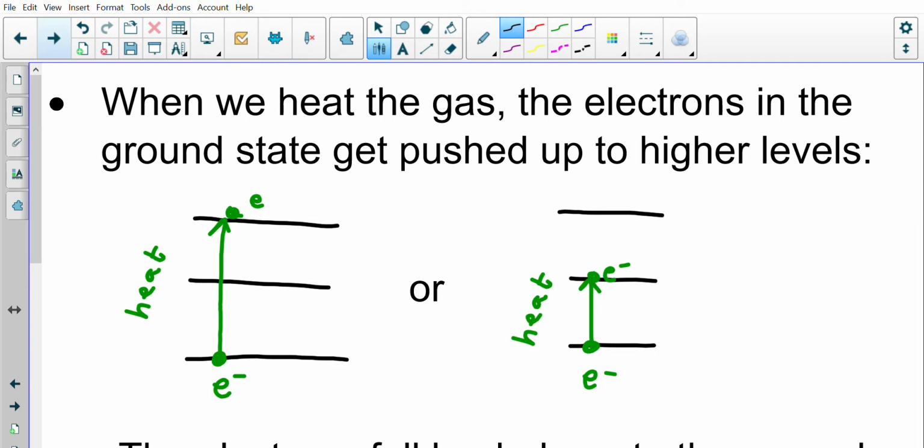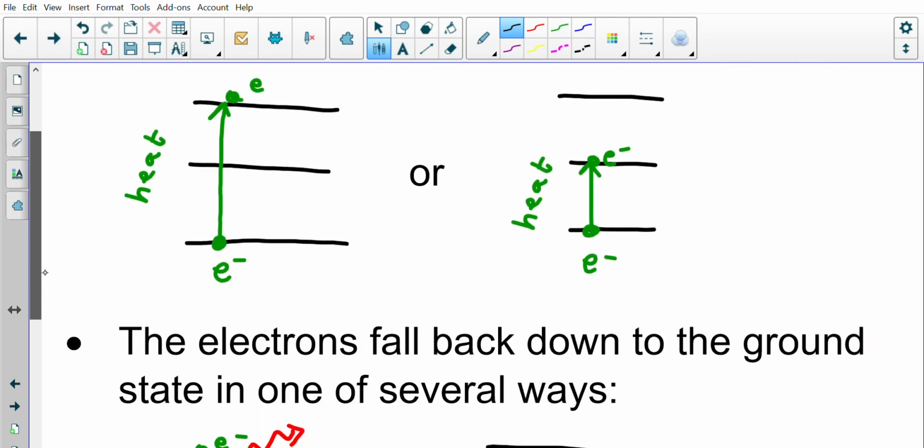Okay, but then when we heat up the gas, the electrons in the ground state get pushed up to higher energy levels. So here I'm showing two different possibilities. So maybe we have enough heat that the electrons get pushed up to the second excited state, or maybe there's enough heat that the electrons get pushed up to the first excited state. Which one of these two things happens, it just depends on probability. You're not expected to be able to predict it. You just have to know that if you're providing heat, some of the electrons will actually move up multiple levels, some of them will just move up one level, and that's fine.